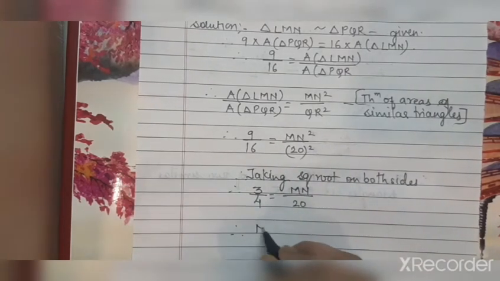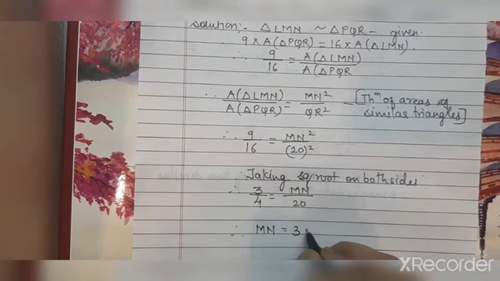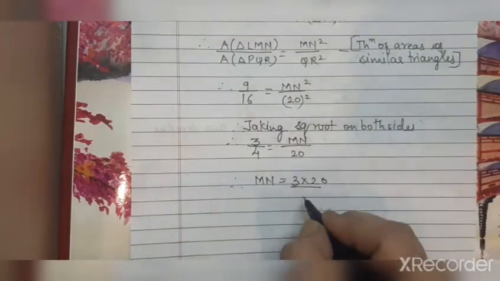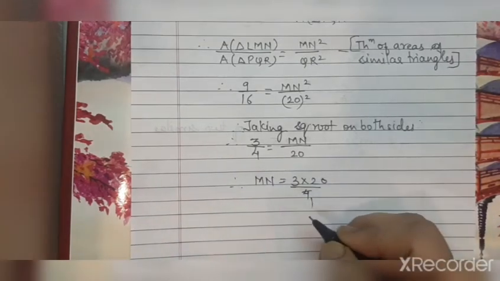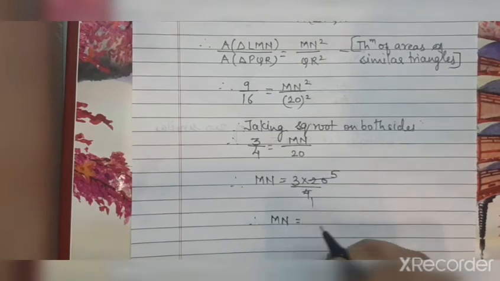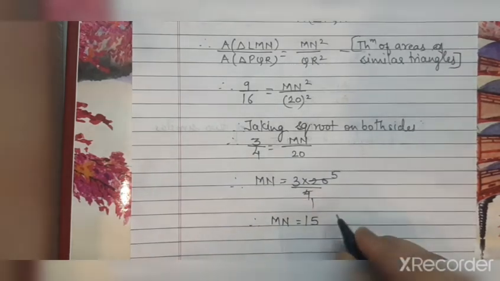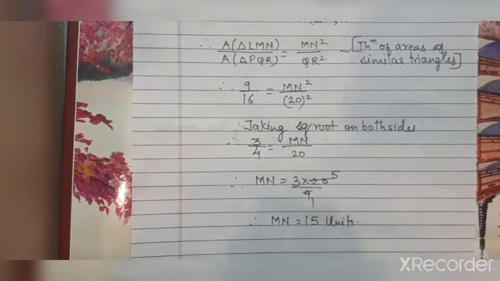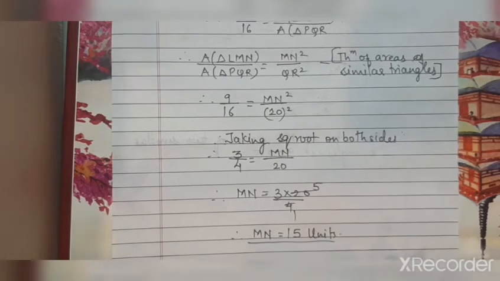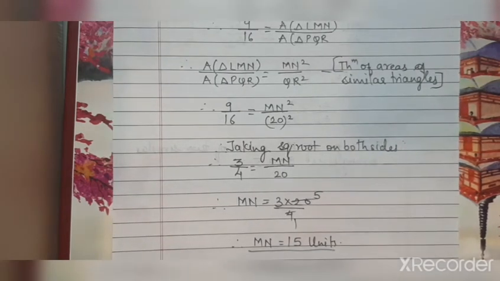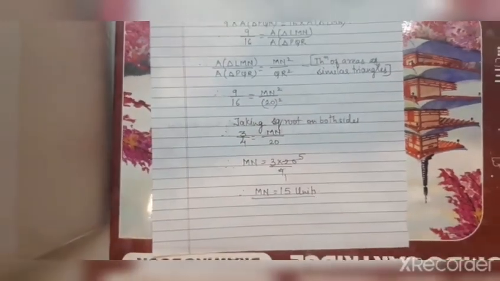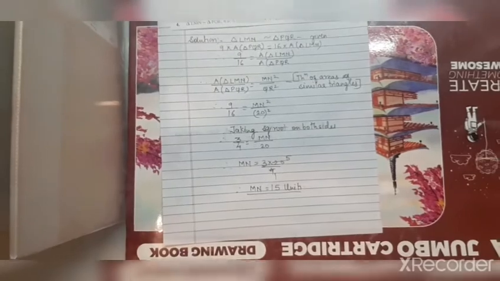Now I will cross multiply and I will get 3 into 20 upon 4. So 4 fives are 20. So MN is 3 into 5, that is 15 units. Since they have not given units, you will mention it as 15 units. If you know the theorem well, how to use the theorem in the sum, this sum is very simple.